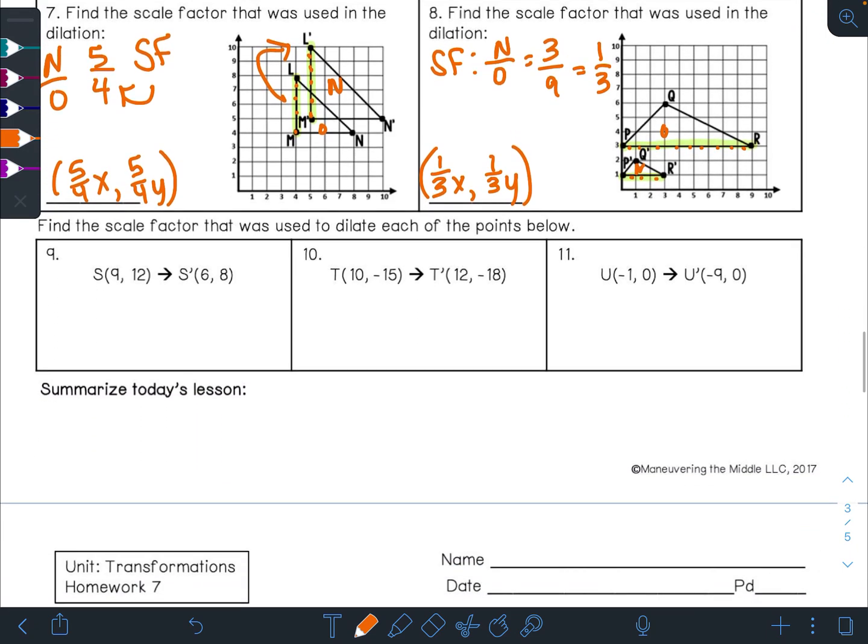On these, you're literally just putting new over original. This is your new one. This is your original one. So if I pick my y value, I'm going to put it over my y value. So if I have 8 over 12, I simplify by 4. That gives me 2/3. So my scale factor is 2/3.